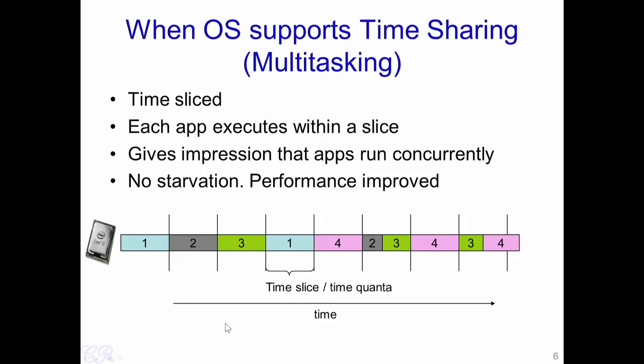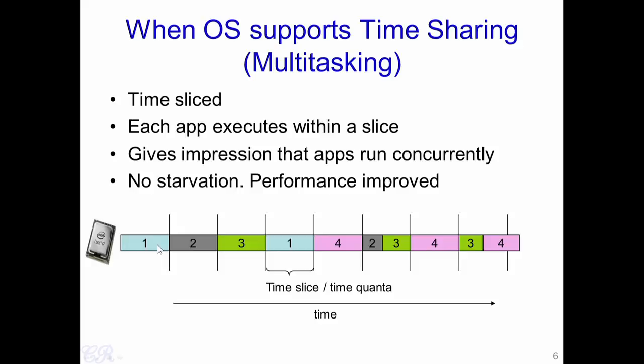More recent operating systems support what is known as multitasking or time sharing. Essentially, in this case, the CPU time is split into slices, and each slice is known as a time slice or a time quanta. In each time slice, a process would run.